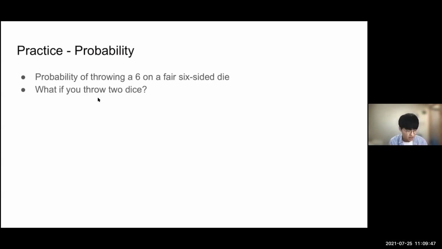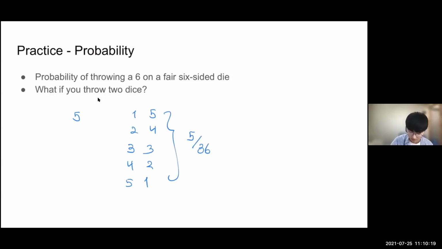There are in total 36 different outcomes, and all of them have the same probability of showing up. Among these outcomes, there are 5 cases where the sum equals 6, because you could throw 1 and a 5, 2 and a 4, 3 and a 3, 4 and a 2, or 5 and a 1. So there are 5 outcomes, and you divide by 36, which gives 5/36.